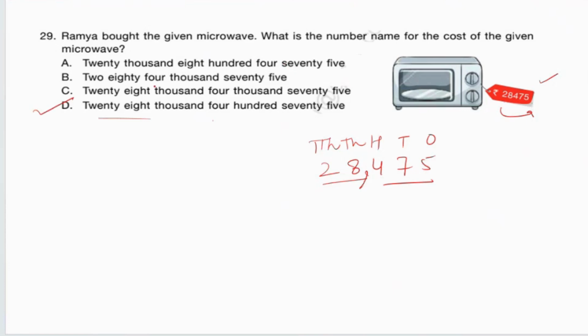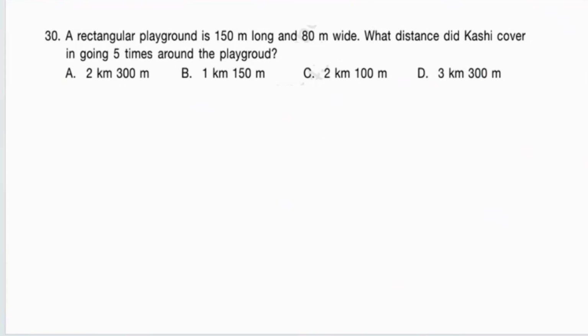Okay, clear? This is 28,800. So that's 20,800. So that can't be my answer. 280, that can't be my answer. That can't be my answer. Okay, by this, now we have the next question. After that, we are going to complete our next section as well.